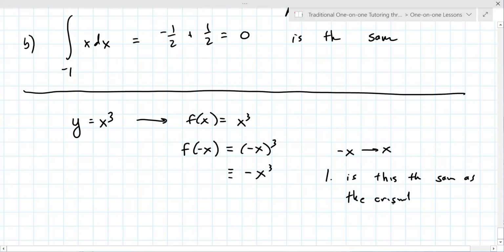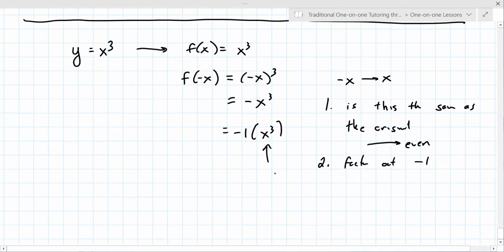And the answer is no. If it is the same, then it's even. So since it's not the same, you factor out -1, which is kind of already done. There's already a -1 in front, but you factor out a -1. So it's -1 times x cubed. And is this the same as the original? Yes. And that tells you that it's odd. Oh, okay. So that's your test.